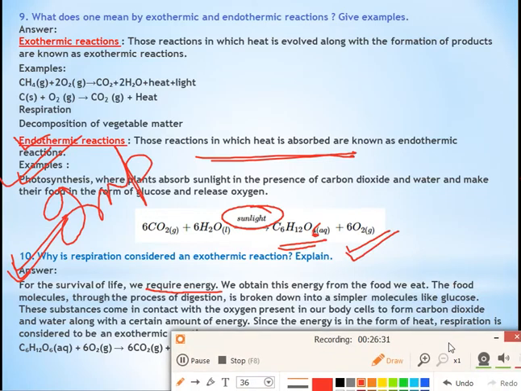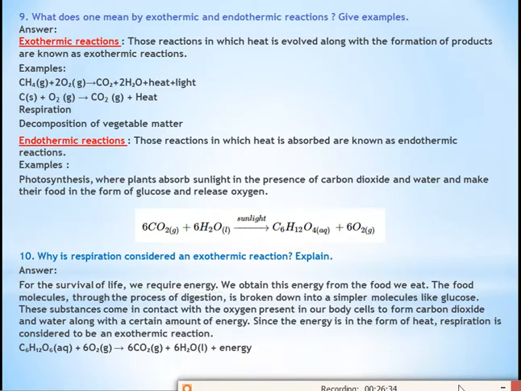So let's understand it once again. Why is respiration considered an exothermic reaction? For survival of life, we need energy, and we get that energy from the food which we eat. By the process of digestion, the food molecules are broken down into small pieces to give glucose. Glucose reacts with the oxygen present in our body to form carbon dioxide and water, and along with that some amount of energy is also formed. That energy is in the form of heat, and that's why respiration is considered an exothermic reaction.